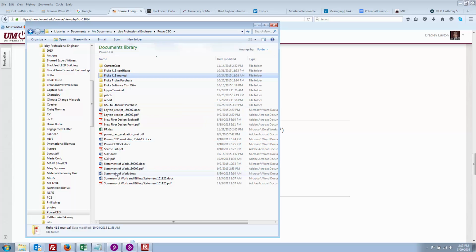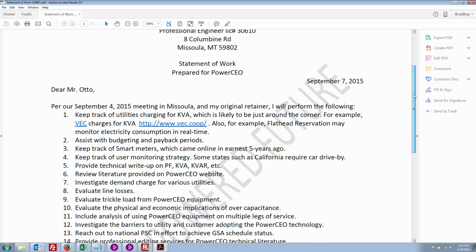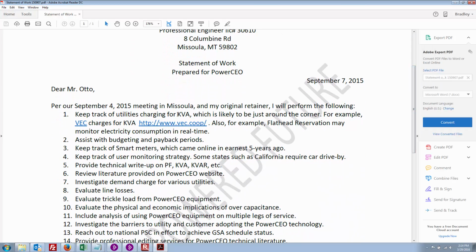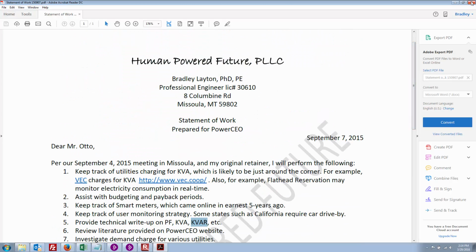I'm going to show you a little statement of work that I put together for them here. So what they wanted to do is actually measure kVA, which is the long side of the power triangle, somewhere down in here. Yeah, so power factor, kVA, and kVAR, and all three are related. And let me just show you how they are related.